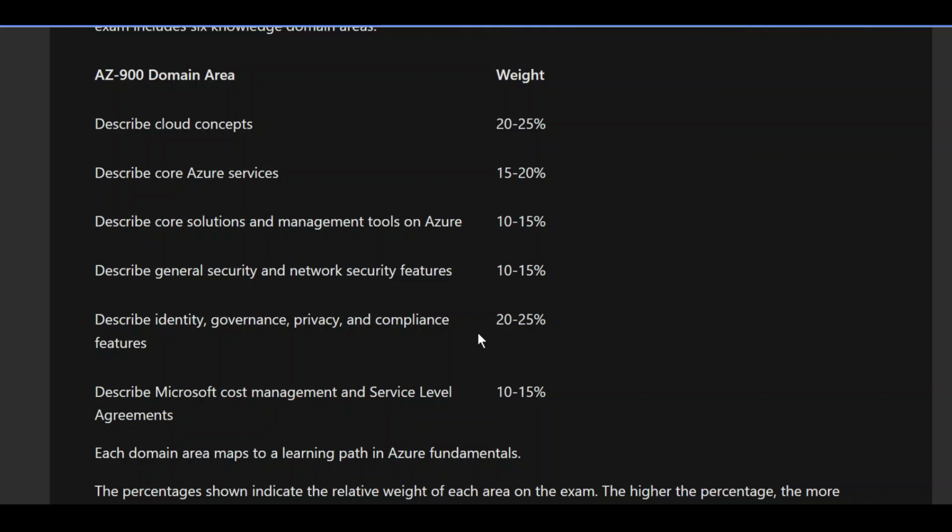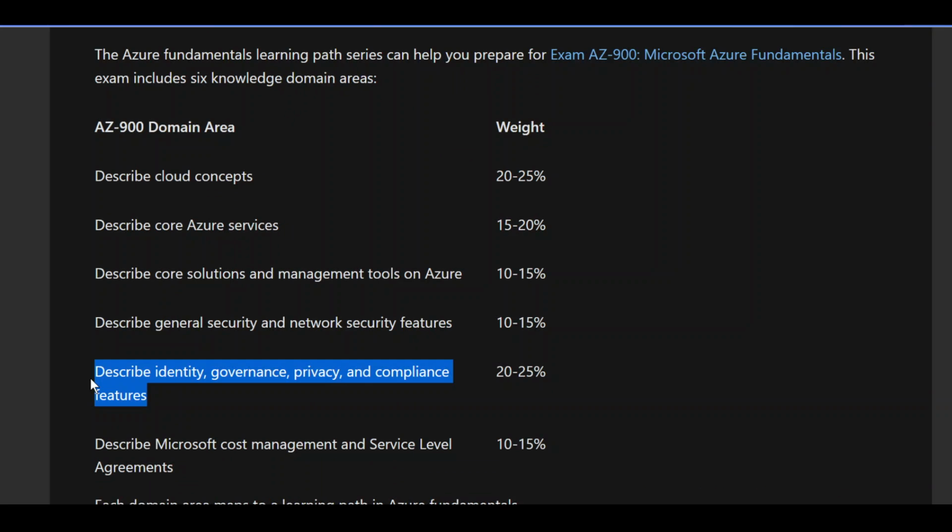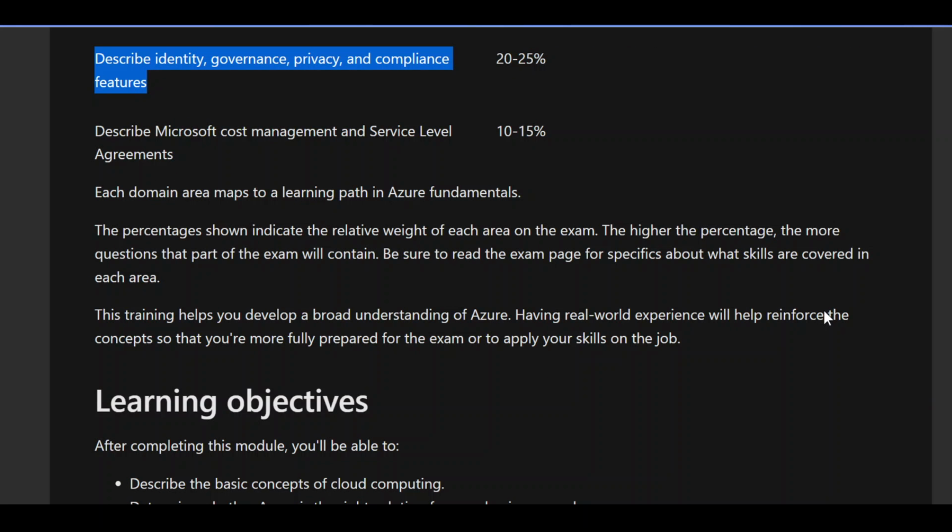So maraming cloud concepts. Tsaka yung exam more focus on cloud concepts at identity governance, privacy, and compliance. Okay. This training helps you develop a broad understanding of Azure. Having real-world experience will help reinforce the concepts so that you're more fully prepared for the exam, how to apply your skills on the job. Learning objectives.